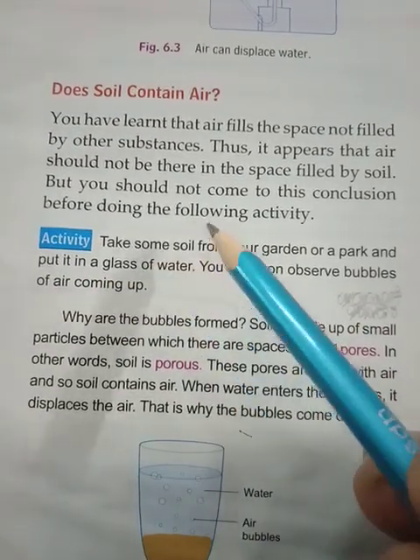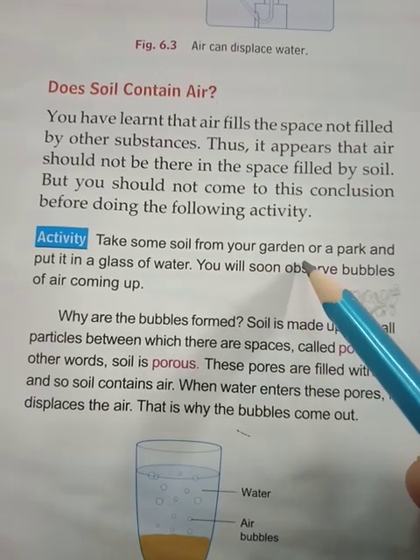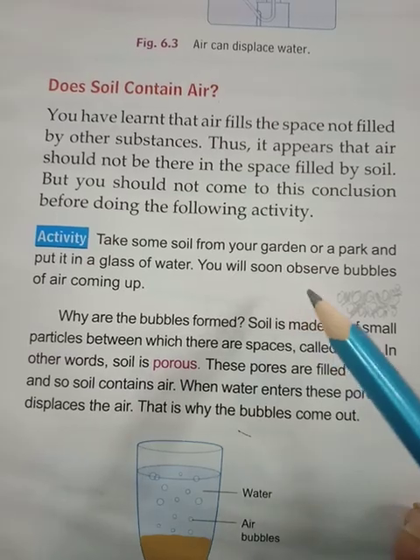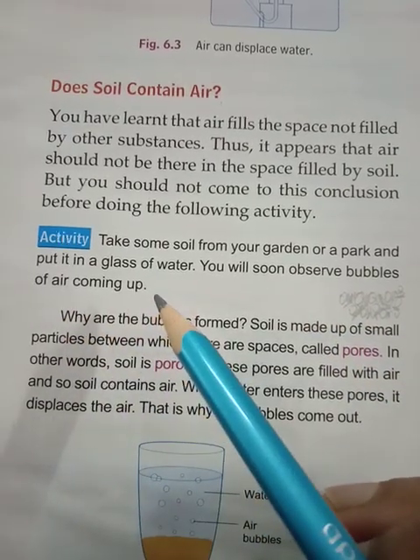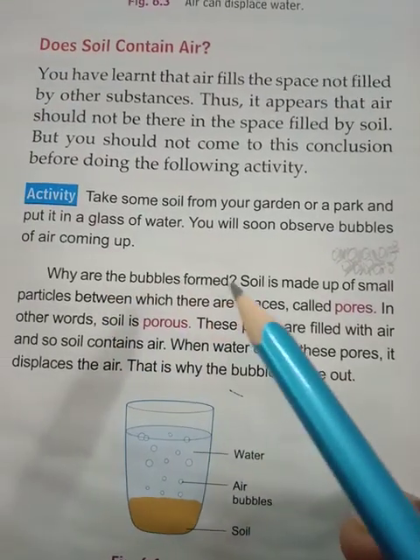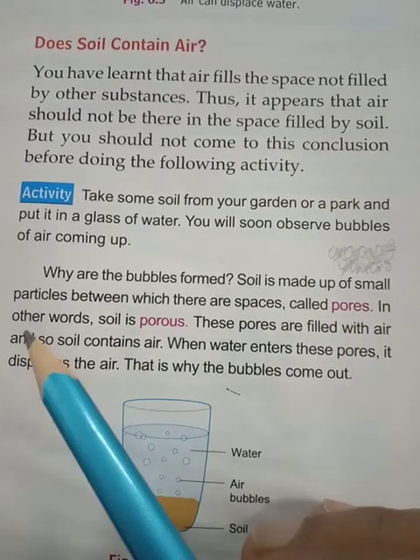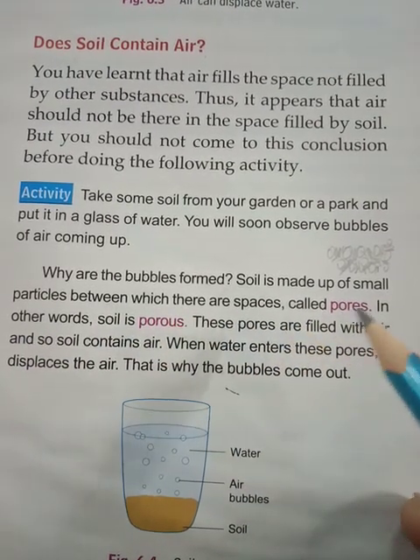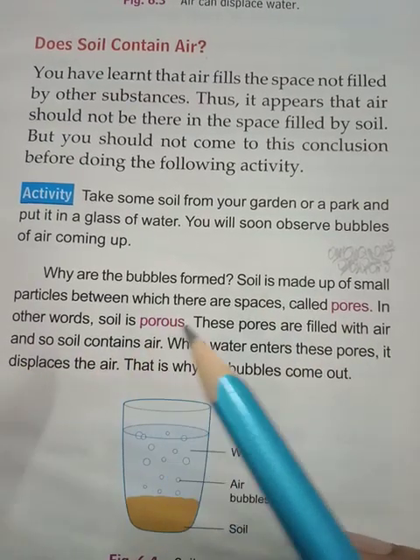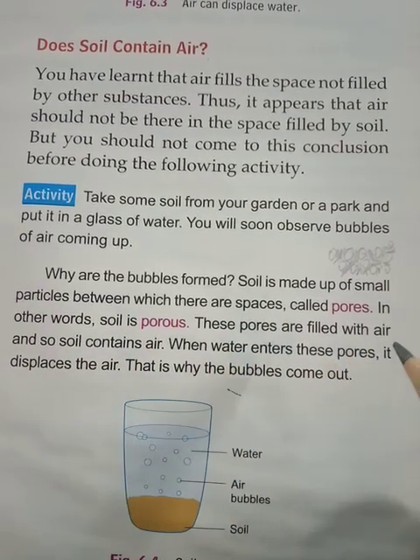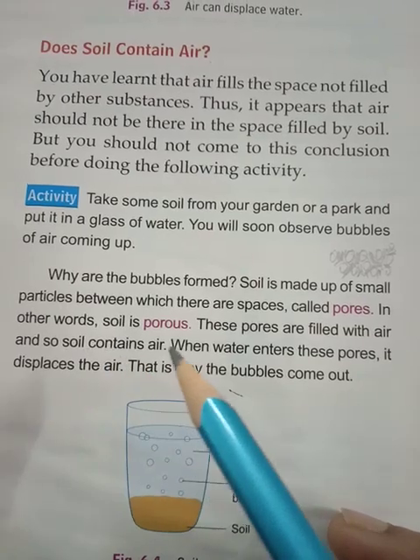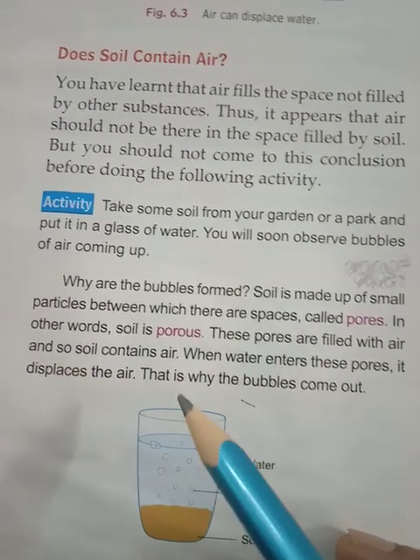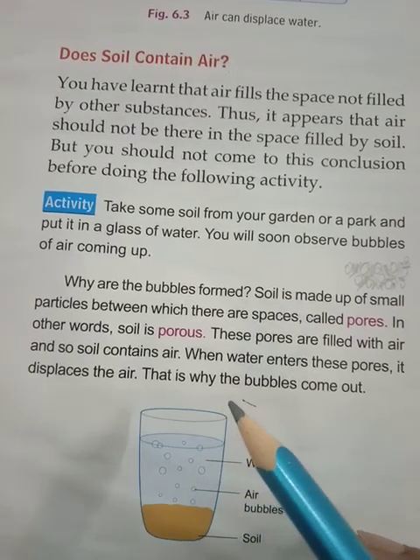Take some soil from your garden or a park and put it in a glass of water. You will soon observe bubbles of air coming up. Why are the bubbles formed? Soil is made up of small particles between which there are spaces called pores. In other words, soil is porous. These pores are filled with air, and so soil contains air. When water enters these pores, it displaces the air. That is why the bubbles come out.